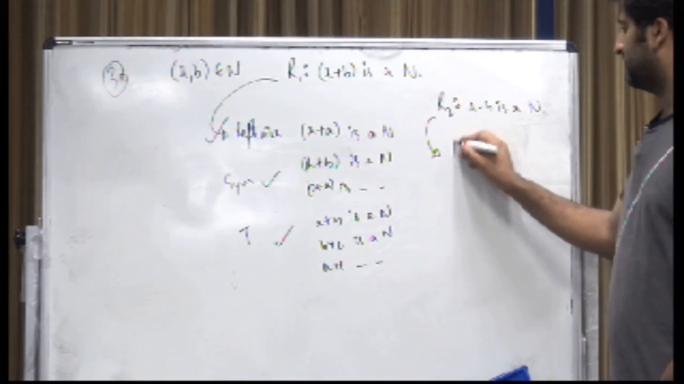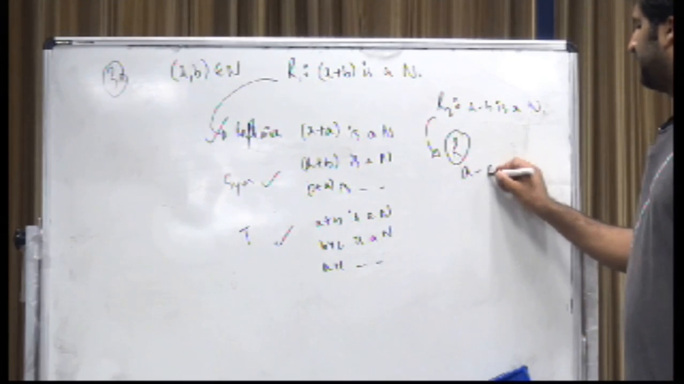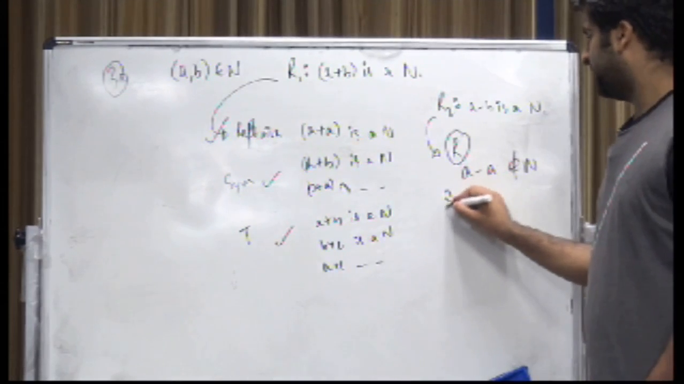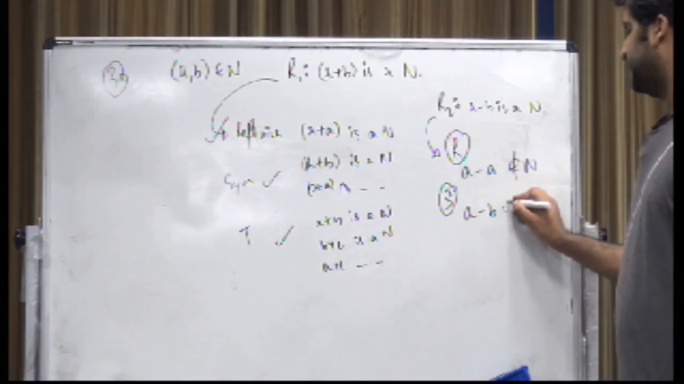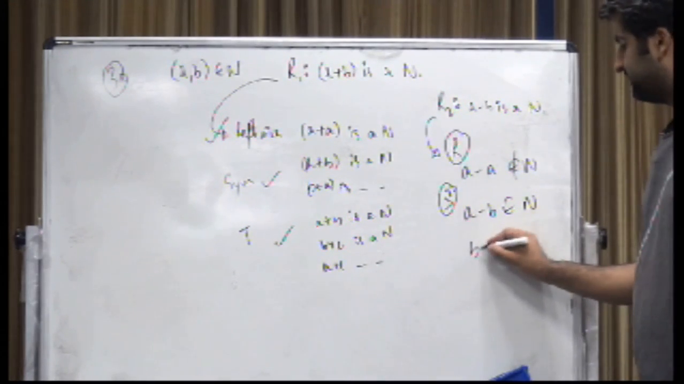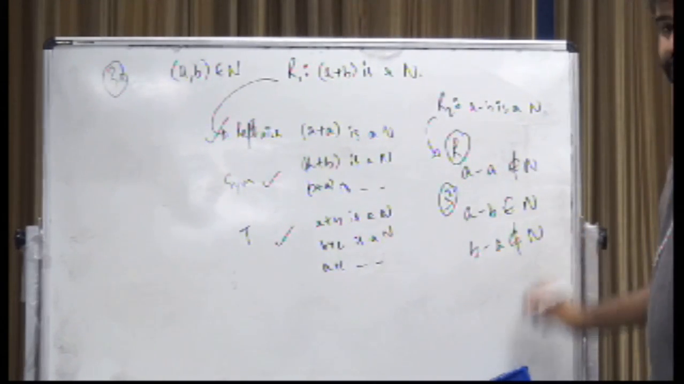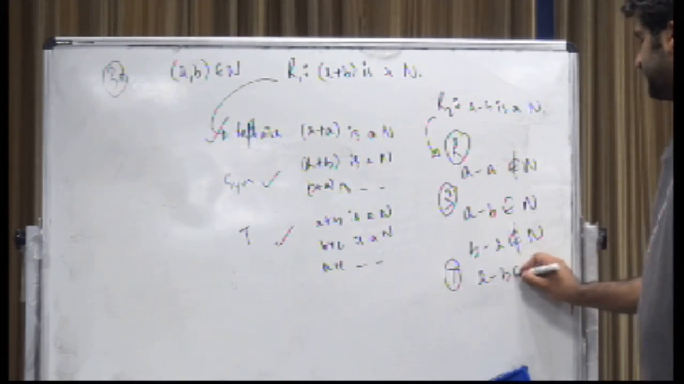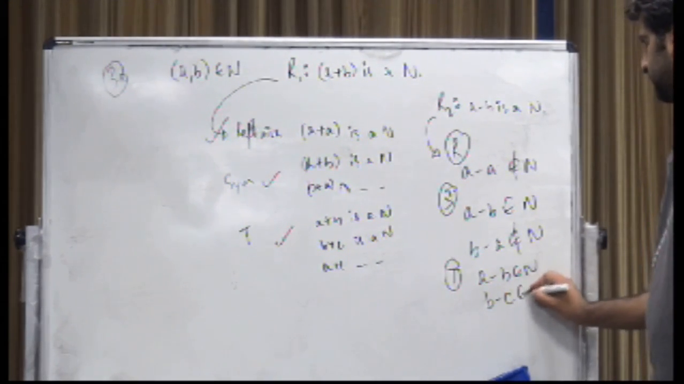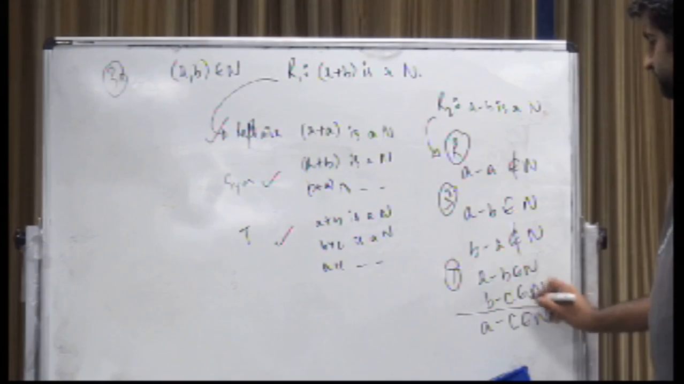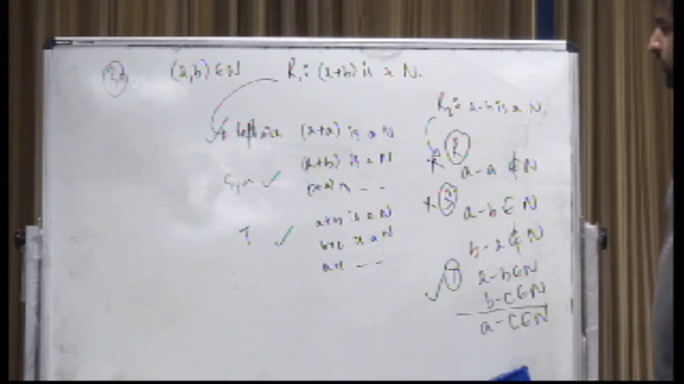And about this one, if we check the reflexive property, we have A minus A, which is not a natural number, right? For symmetric, let's suppose A minus B is a natural number, then B minus A will not be a natural number. Why? Because it will be a negative number then. For transitive, if A minus B is a natural number and B minus C is a natural number, you can add these two, you will get A minus C, which is also a natural number. Okay, so it satisfies only the transitive property.